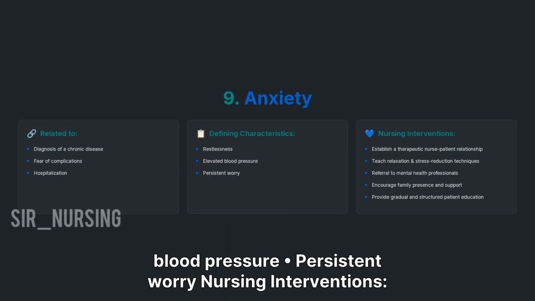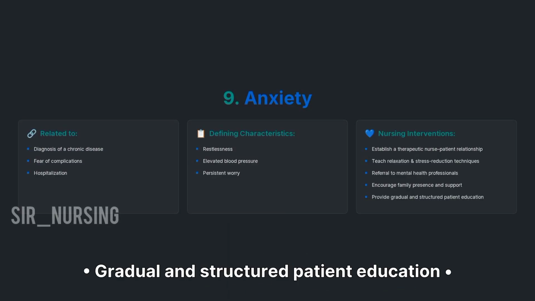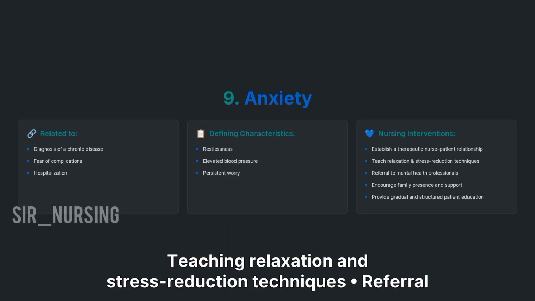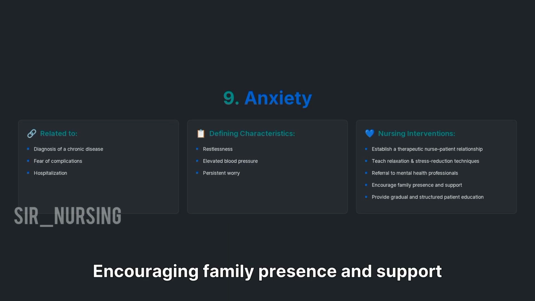9. Anxiety related to diagnosis of a chronic disease, fear of complications, hospitalization. Defining characteristics: restlessness, elevated blood pressure, persistent worry. Nursing interventions: establishment of a therapeutic nurse-patient relationship, gradual and structured patient education, teaching relaxation and stress reduction techniques, referral to mental health professionals when indicated, encouraging family presence and support.